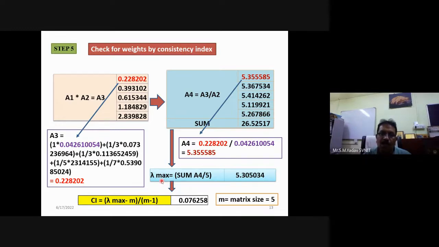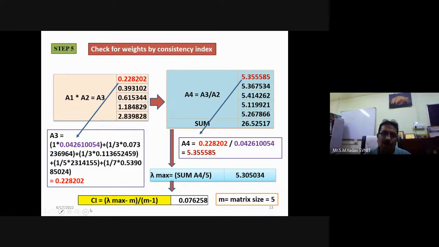Now you have to work out lambda max. Lambda max is the sum of the A4 matrix divided by m, where m is your matrix size. So lambda max is equal to the sum of A4 divided by 5. That will give you the lambda max value.